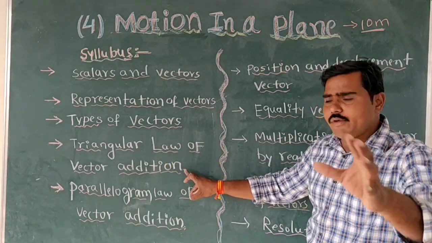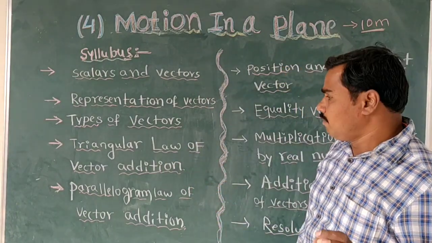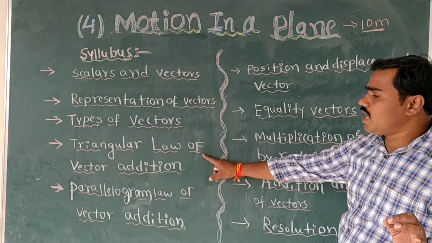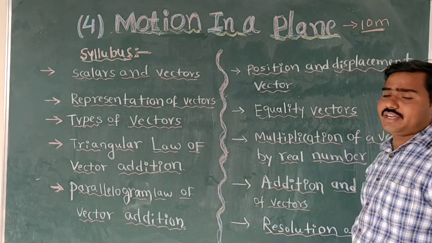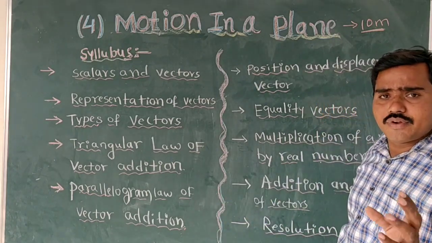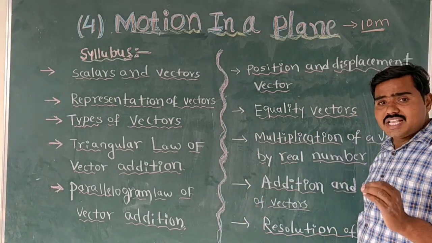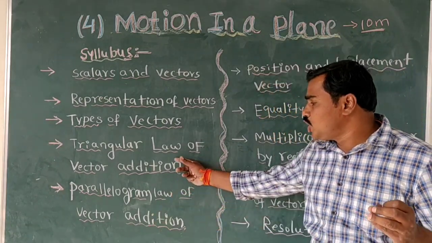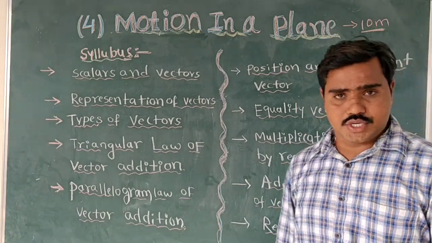This one is a very important concept in motion in a plane. Every time in the first PU exam, this question will be asked for 3 marks. The next one, parallelogram law of vector addition. This one is also very important, also a 3 marks question. Out of these two, one is compulsory for your board exams, and maximum CET and NEET questions also arise from these two concepts: parallelogram law of vector addition and triangular law of vector addition.